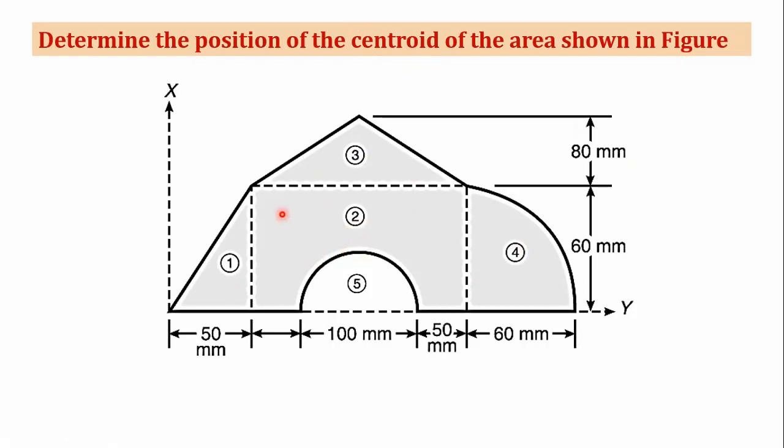If you see this built up section or composite figure, we are going to divide this figure into a number of simple figures like triangle, rectangle, circle, semicircle and quarter circle. So what we will do, we will try to divide this as one triangle number 1. We will take this whole as one rectangle number 2. Third one we will take this triangle. Fourth one we will take this quarter circle.